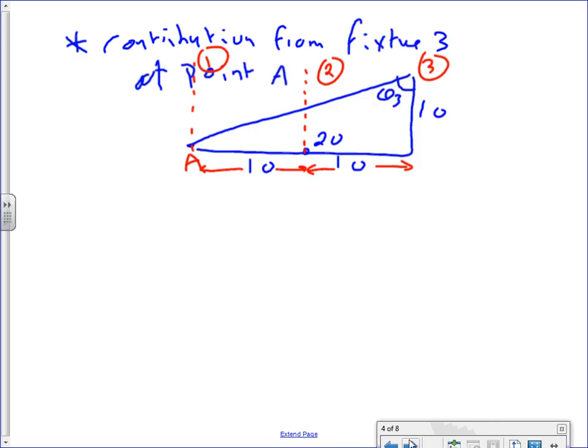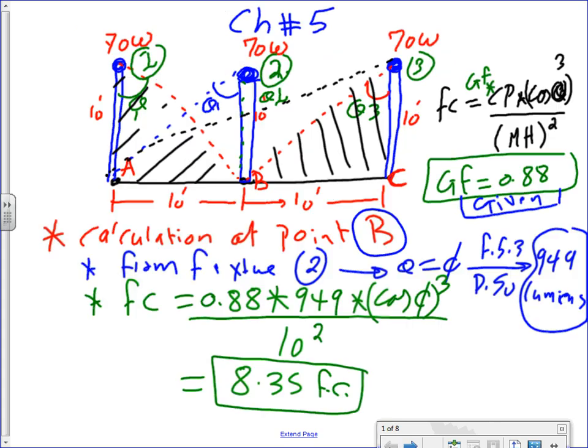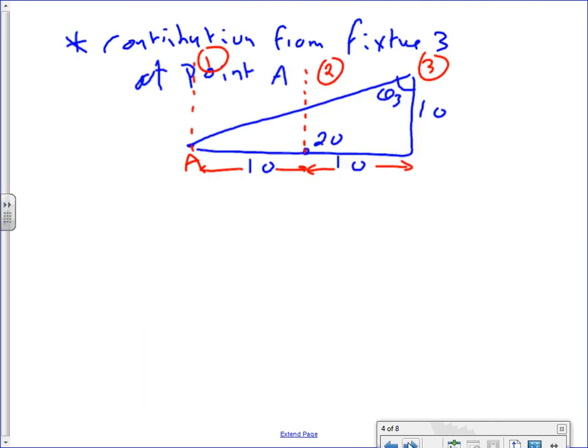The last fixture, guys, is contribution from fixture 3 at point A. If you look at fixture 3 at point A, right in here, now we are looking at the triangle going from 3 to A to C. Can you guys see this triangle? I will remind you 10 plus 10 is 20 here and 10 here. That's very important in calculating the angle, this angle Q3. Everybody can see, right? You guys are good with trig, so go all the way.